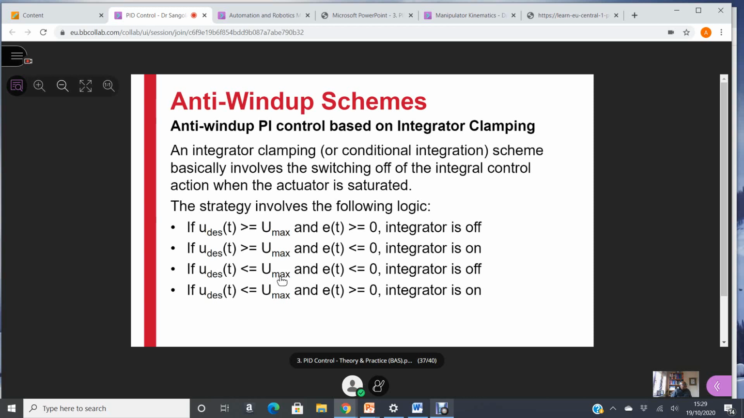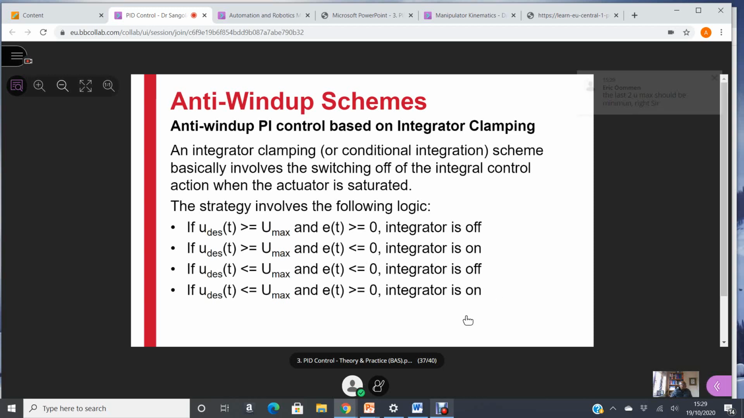less than or equal to U minimum, and your error is decreasing, you need to switch the integrator off. But if you're outside the actuator limits, below the lower level, but your error is increasing, so it will eventually be reducing the integral sum of the total integral term. And so, eventually you will get to within the limits of the actuator. So that's why with this logic, you switch the integrator on.